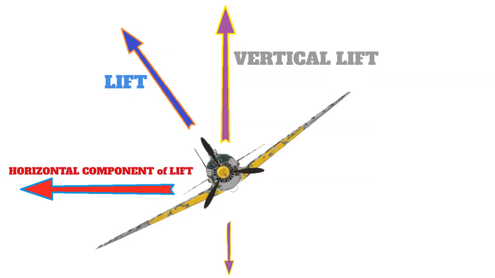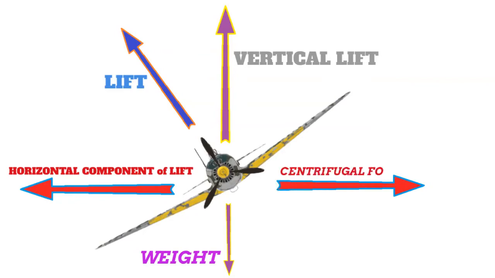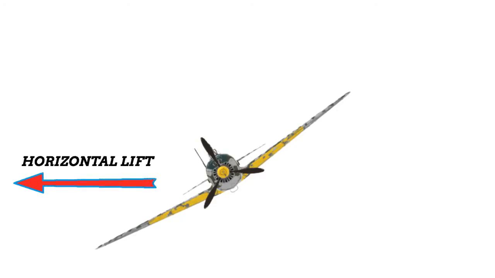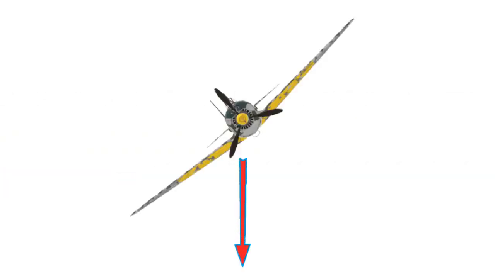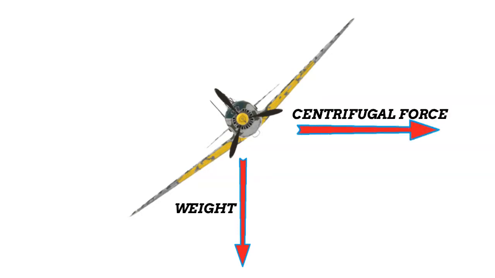But now in this condition, not only do we have to overcome weight, but we also have to overcome centrifugal force. Remember, Newton's first law of motion states that an object in motion will continue in motion until acted on by an outside force. When we change our direction of travel by adding horizontal lift, we are creating that force. Our airplane wants to continue going straight ahead, and that's the centrifugal force we have to overcome. So now we have to overcome weight and centrifugal force. When we combine these two, we get a resultant force known as the load.